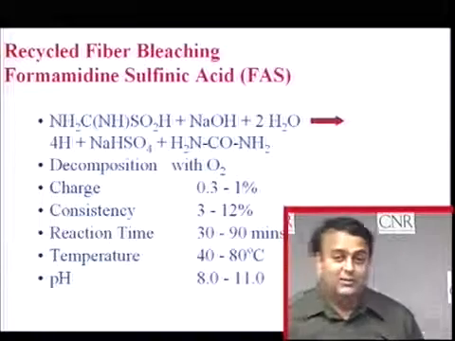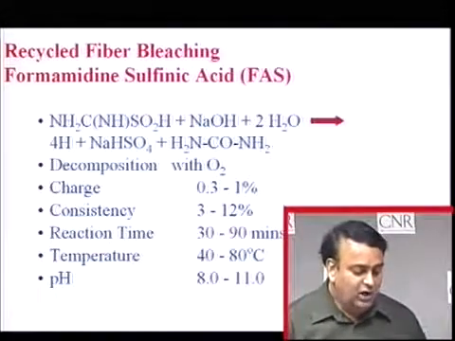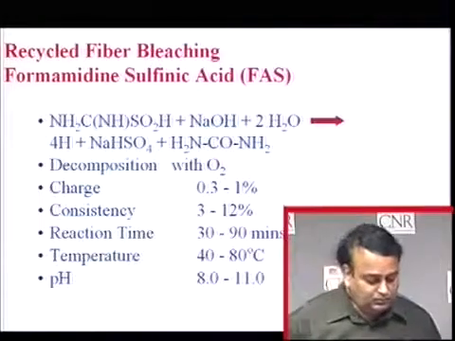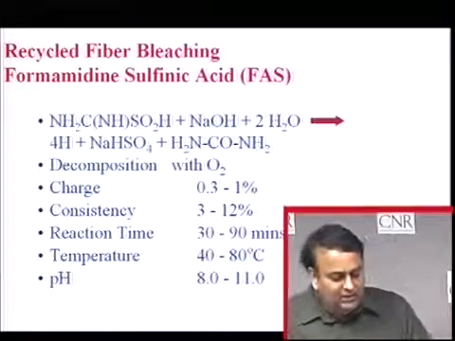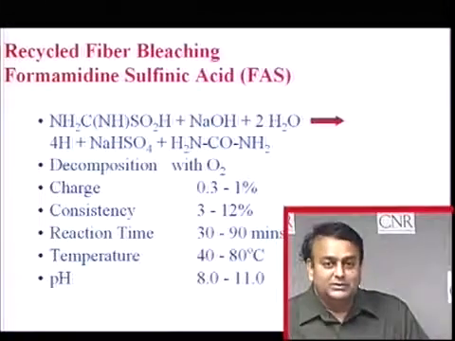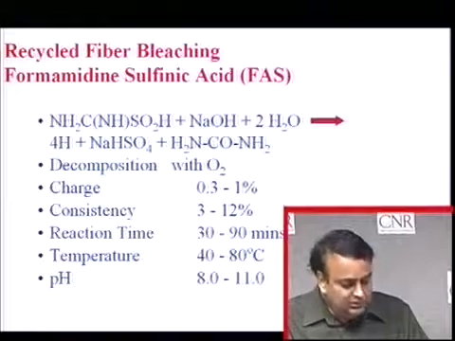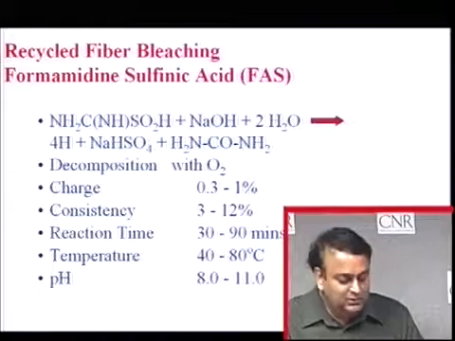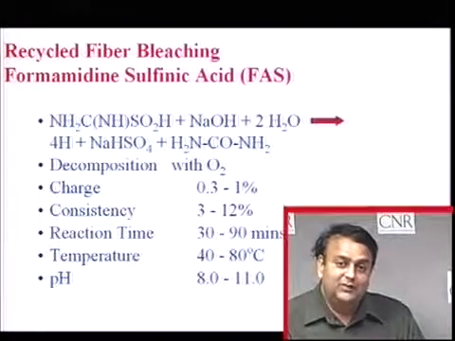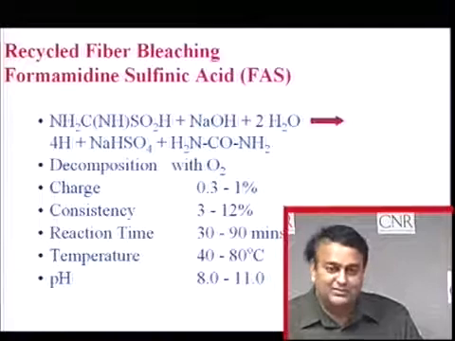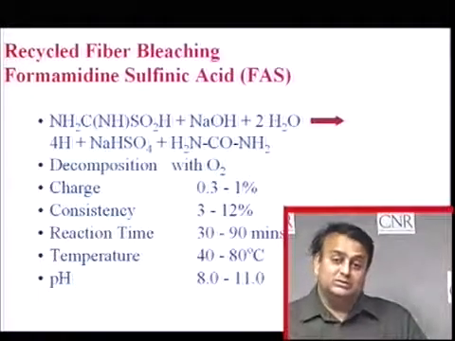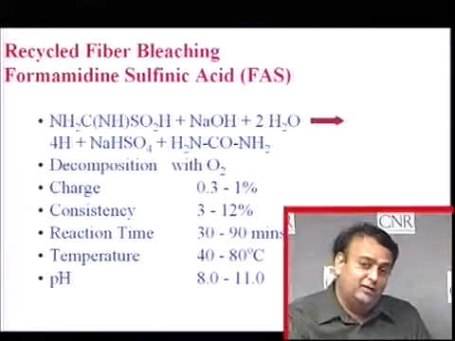Next reductive chemical used is formamidine sulfenic acid. It is called FAS. FAS chemical reacts with caustic and it gets activated by caustic. Like any other reductive chemical, it decomposes with the oxygen. Charge typically used is 0.5%, 0.3 to 1% range I have seen. And there is some amount of caustic that goes with every pound of FAS you put in.